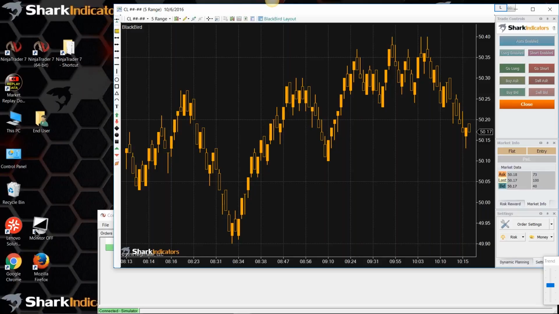And let's see, what about market if touched? Ninja 7 does not support that. So BlackBird for Ninja 7 won't support that either. Ninja 8 has that built in as an order type. So once we convert BlackBird over to Ninja 8, then we'll incorporate the market if touched. But yeah, currently market if touched is not supported by NinjaTrader 7.